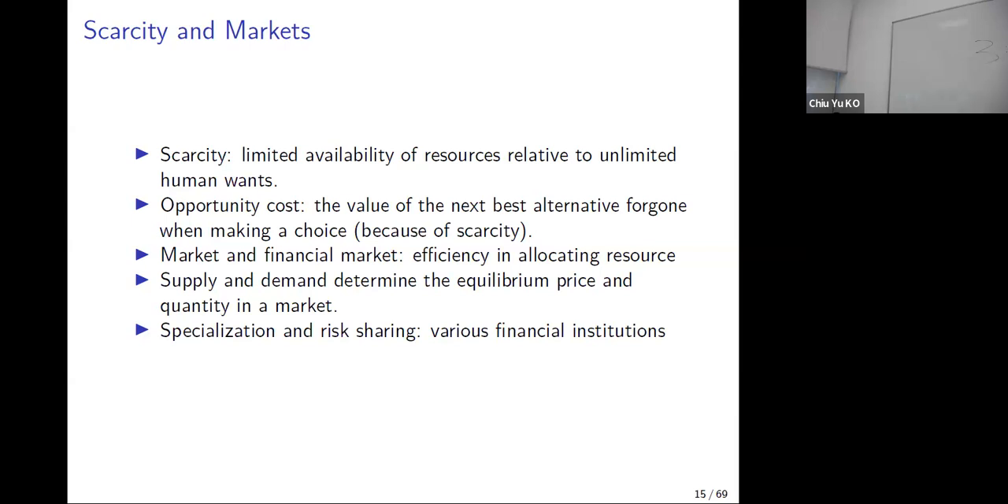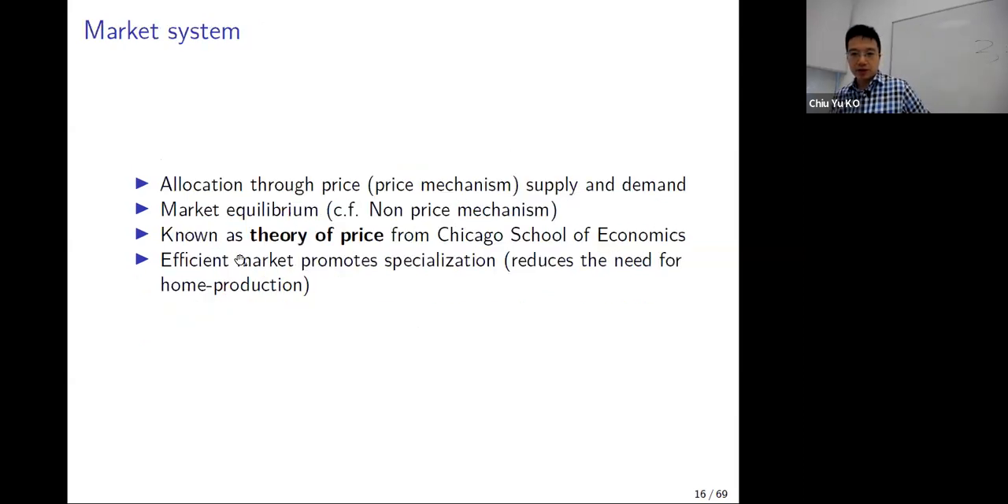And later we'll talk about the other thing called specialization and the risk sharing problem. But let's go. So the market system is the way of allocation through demand and supply. And this is known as free price, if you follow the Chicago School of Economics. They think that the price is the so-called invisible hand, right? So as long as you can imagine the price is transparent, people look at the price and they can coordinate implicitly through the price. The market price is how people coordinate, right?